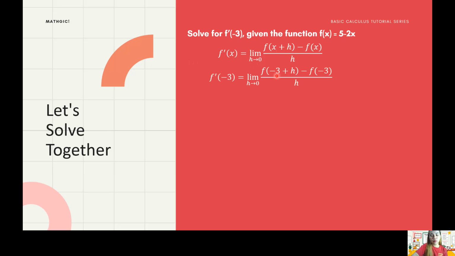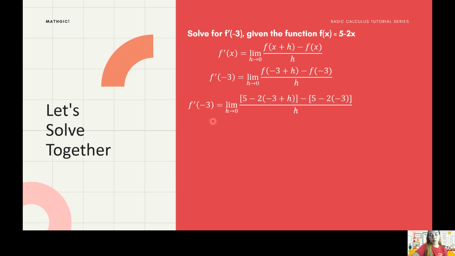We're gonna have f of negative 3 plus h minus f of negative 3. If we evaluate those two, we're gonna have 5 minus 2 times the quantity negative 3 plus h, minus 5 minus 2 times negative 3.